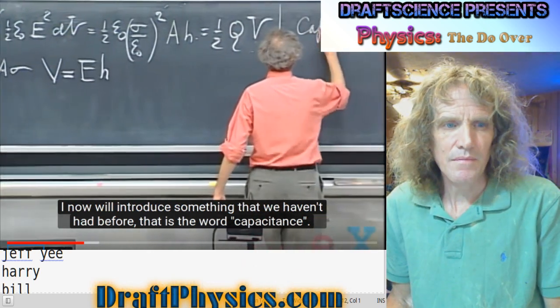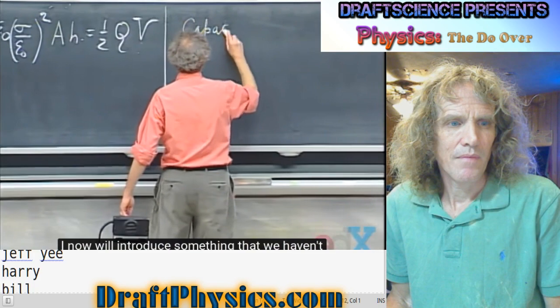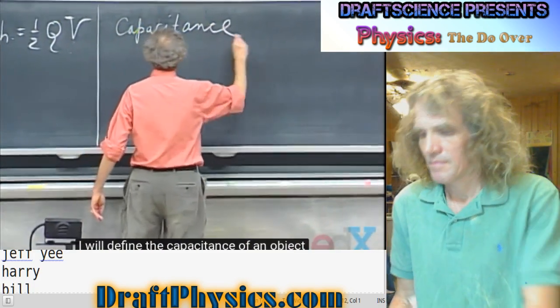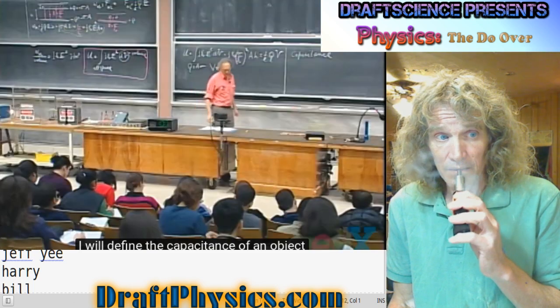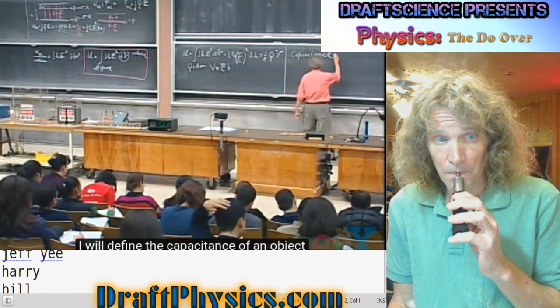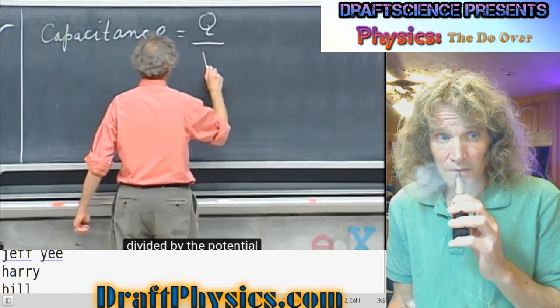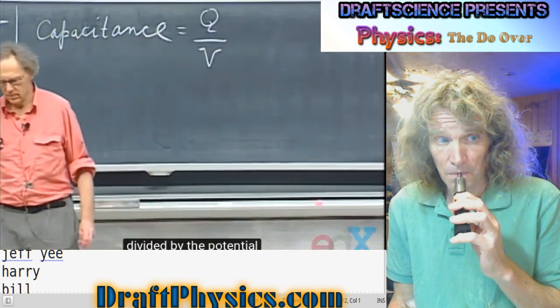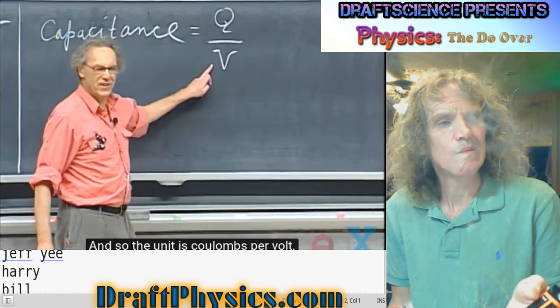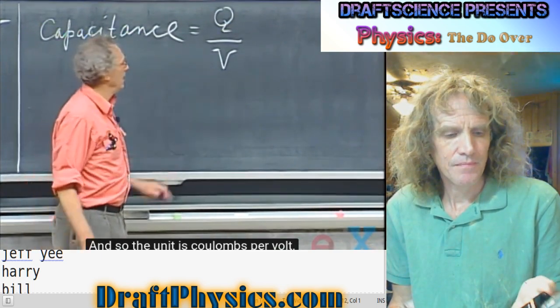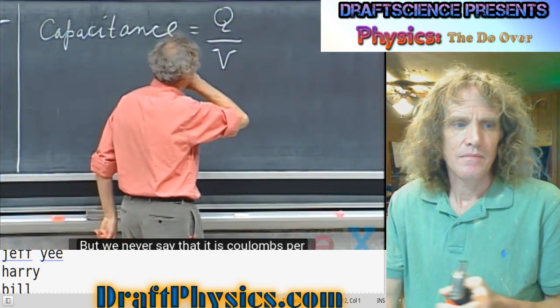Before, and that is the word capacitance. I will define the capacitance of an object to be the charge of that object divided by the potential of that object. And so the unit is coulombs per volt. This V is volt now, it's potential. But we never say that it is coulombs per volt in physics.